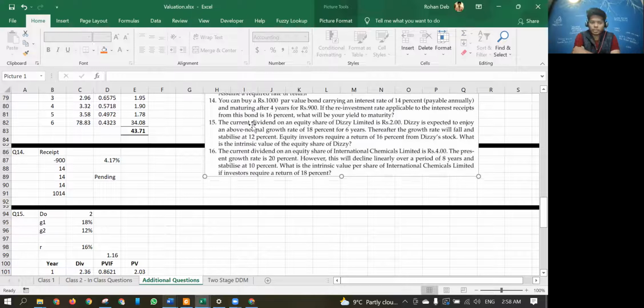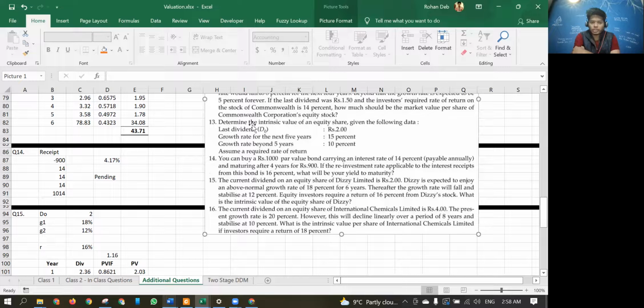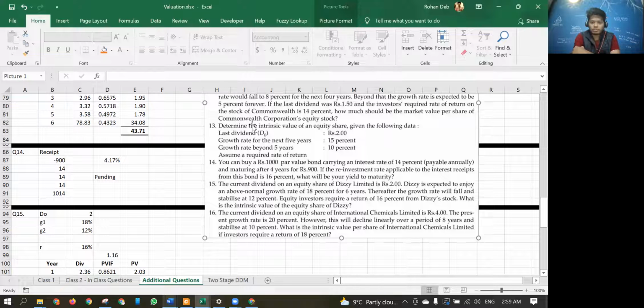Question number 14. Okay. Question number 14, I have to check because I calculated the YTM, which is coming to 4.17. But this part is not clear to me as well. If the reinvestment rate applicable to the interest rate bond is 16%. I don't think sir has covered this part. I have to check this part. So leave this question pending till now.